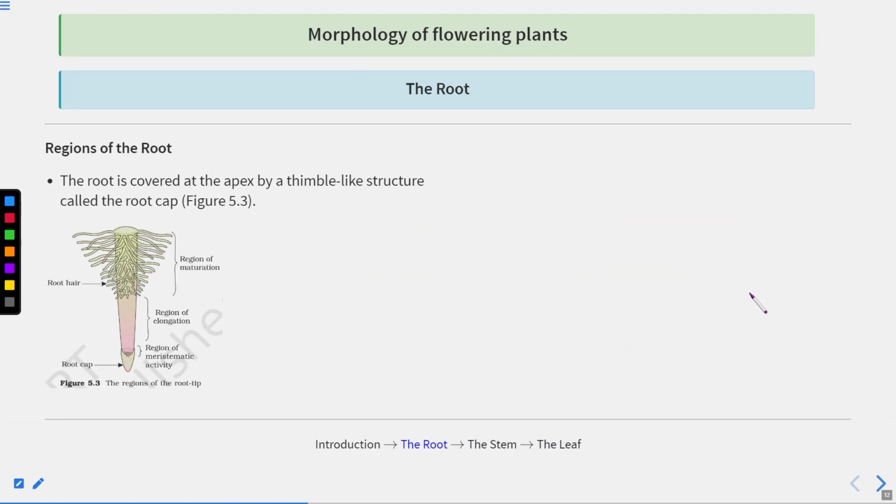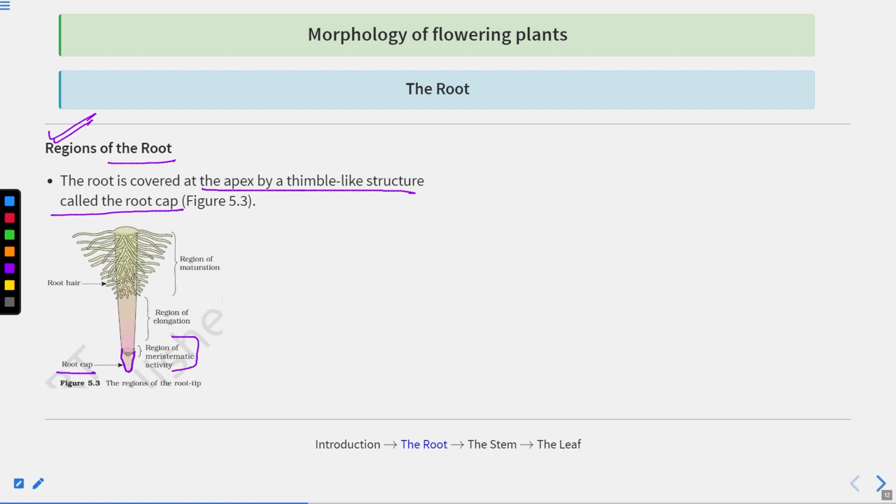Now, regions of the root, very, very important. What are the different regions of the root? If you take any well-developed root, you can see 3 different regions. The root is covered at the apex by a thimble-like structure called the root cap. Here you can see the root cap at the apex.